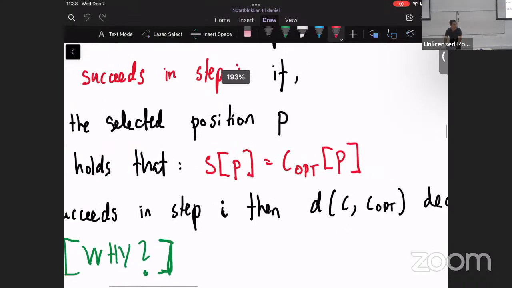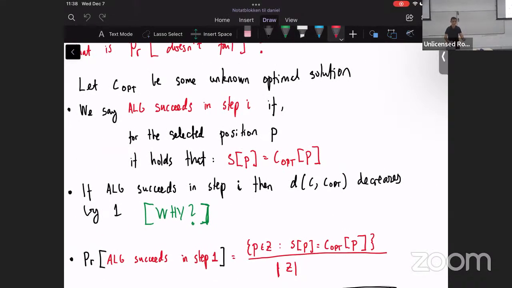We define success. We say that the algorithm succeeds if, for the position where you select to flip, S of P is equal to C opt of P. This is an equivalent definition to saying that in this step, the distance from C to C opt decreases by 1. I probably misspoke. The distance from C to C opt decreases by 1 because C opt is fixed.